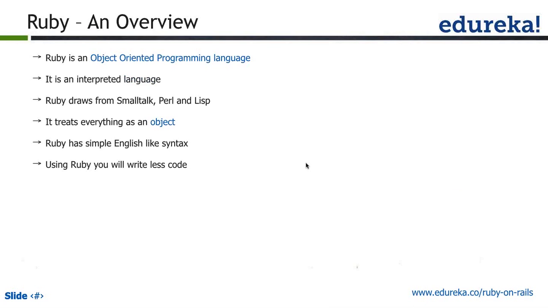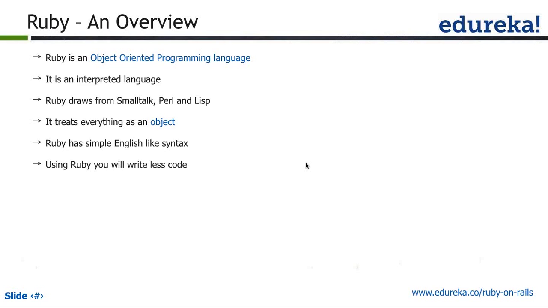Ruby is an object-oriented programming language. It is interpreted, so it's not compiled, right? It's not like Java or C++ where you first need to compile your code. It's basically an interpreted language, right?